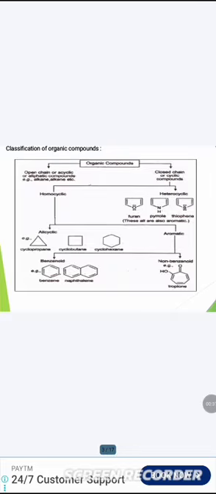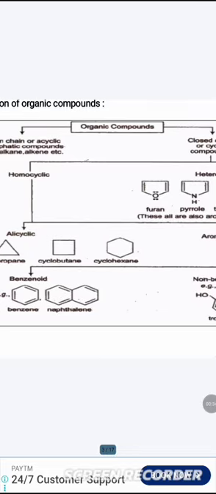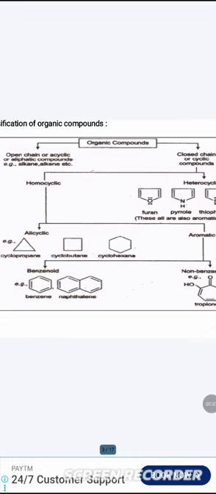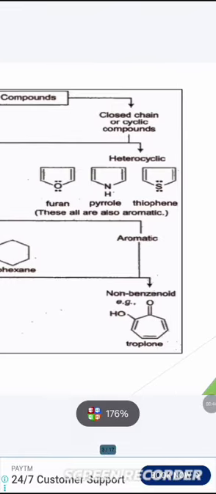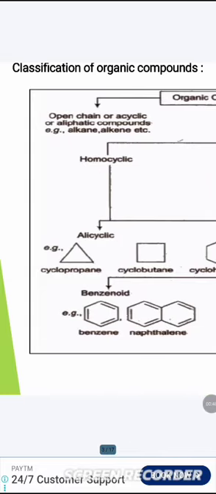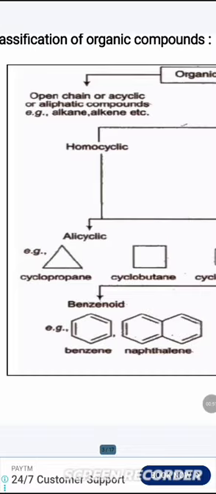Next, the classification of organic compounds. The organic compounds are mainly classified into two forms. The first one is open chain or acyclic compounds. The second type is closed chain or cyclic compounds. Examples of open chain compounds are alkane and alkene. What is alkane? The general formula of alkane is CnH2n+2. Methane, ethane, propane are known as alkanes.